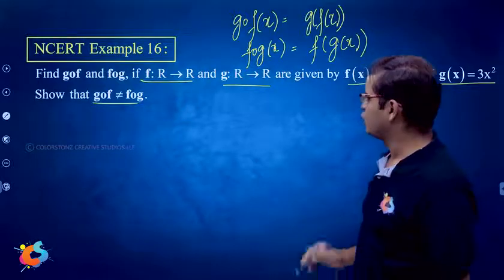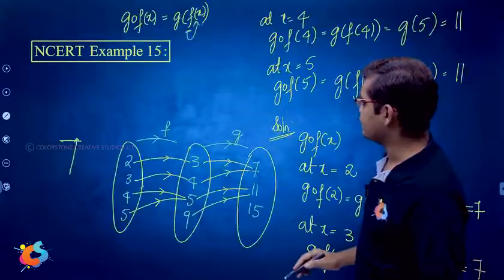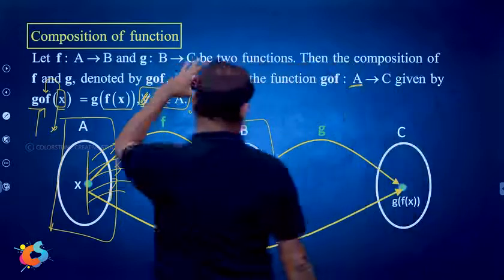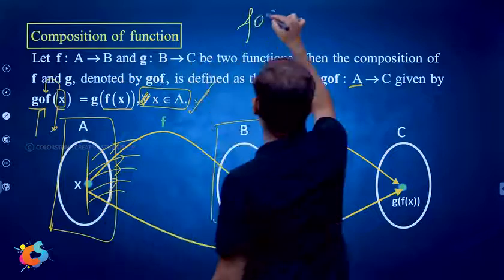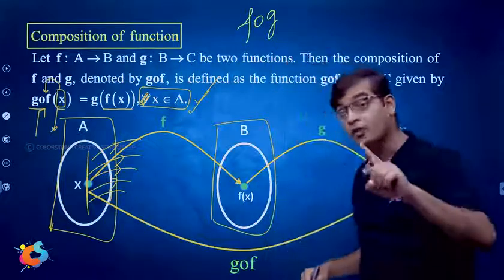Correct? Okay. So now in this question, in this example, can we define f circle G? Can we define f circle G? On what will it depend?